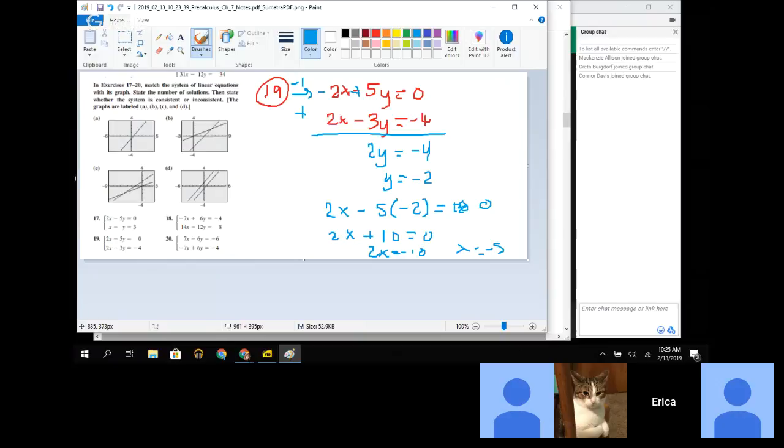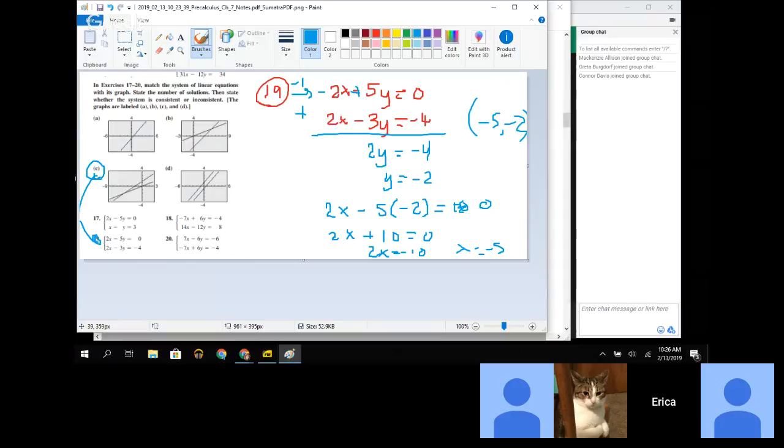So which of these graphs show a solution at negative 5, negative 2? Let's see. Looks like C is our winner, right? That's negative 5, negative 2, the answer to number 19. So that's not too bad. So we would call this a consistent.